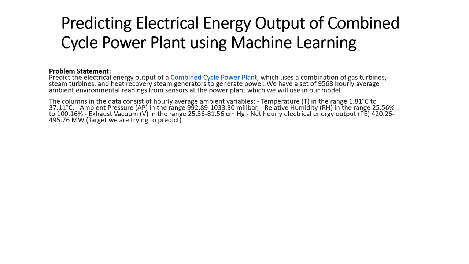use in our model. The columns in the data consist of hourly average ambient variables: temperature, T, in the range 1.81 degrees Celsius to 37.11 degrees Celsius; ambient pressure, AP, in the range 992.89 to 1033.30 millibar; relative humidity, RH, in the range 25.56% to 100.16%; exhaust vacuum, V, in the range 25.36 to 81.56 centimeters Hg; and net hourly electrical energy output, P, 420.26 to 495.76 megawatts, the target we are trying to predict.